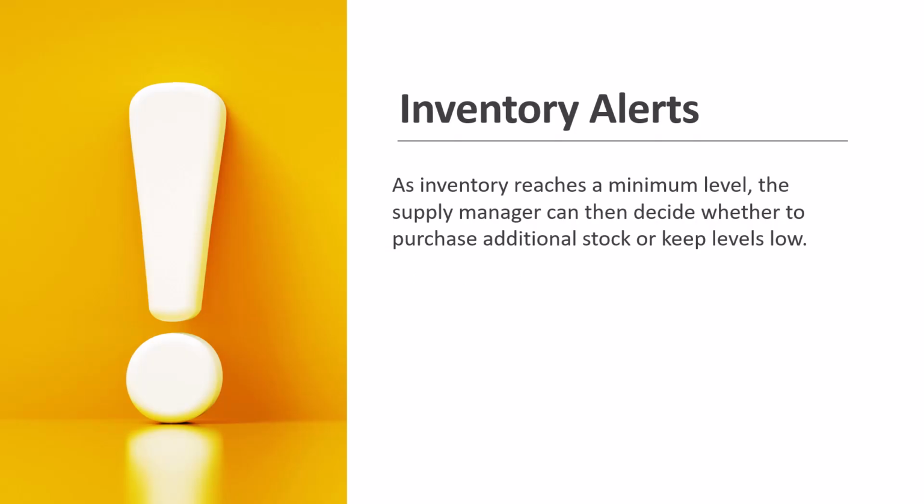Inventory alerts. Inventory alerts allow the supply manager to know when inventory levels are low. As inventory reaches a minimum level, the supply manager can then decide whether to purchase additional stock or keep levels low. Inventory alerts should provide information on devices in the network as well as provide reports. The inventory reports give managers a quick snapshot of the chain.